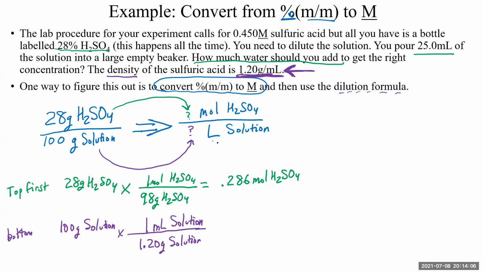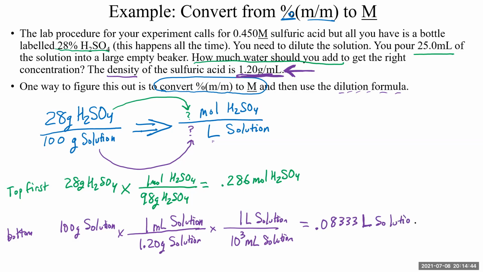But we don't want milliliters, we want liters. So let's convert. Every 1,000 or 10 to the third milliliters is 1 liter of solution. Okay, so all of our units cancel out except for liters of solution. So we take our 100, divide by 1,000, that's 0.1. 0.1 divided by 1.2 is going to be 0.08333 liters of solution. That is our bottom number.